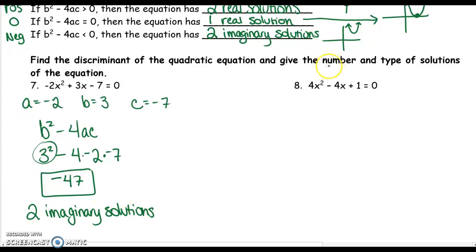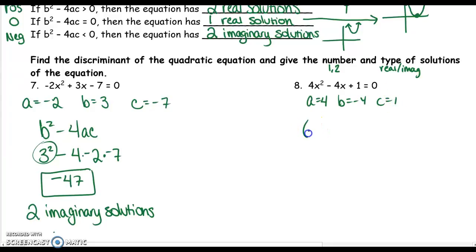So the number of solutions is either going to be 1 or 2, and the type of solutions are either going to be real or imaginary. Try number 8 on your own. A is 4, B is negative 4, C is 1.